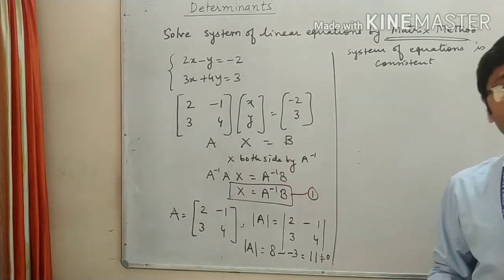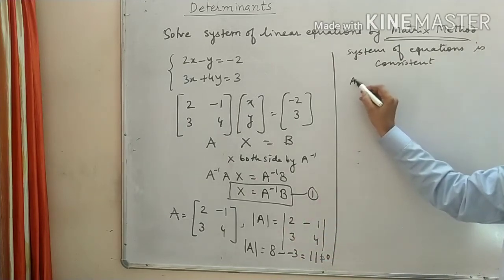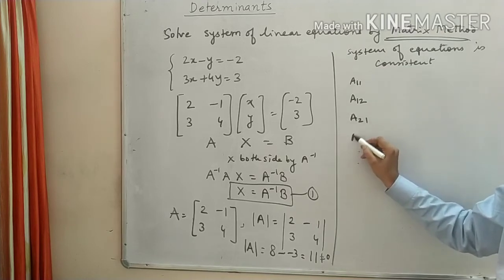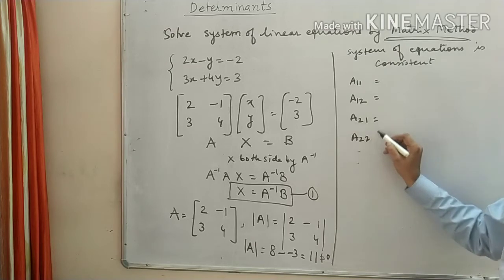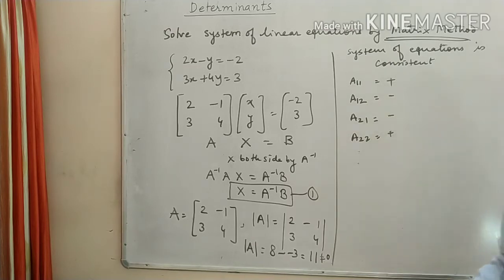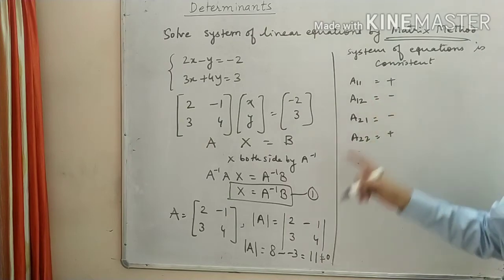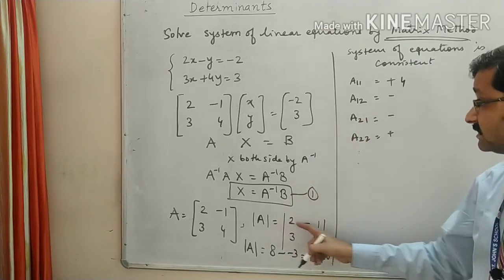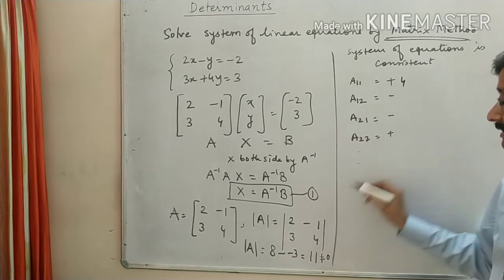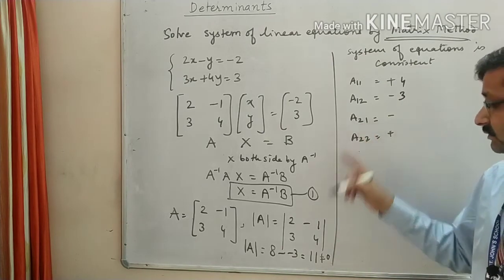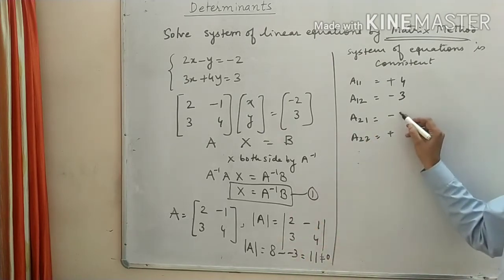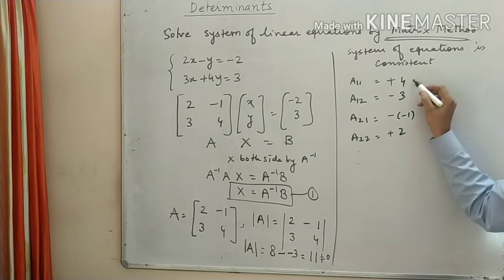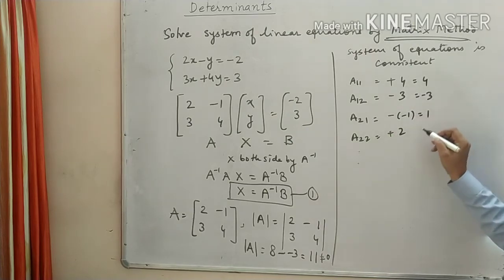For A inverse you have to find adjoint A, and for the adjoint you find the cofactors, capital A11, capital A12, capital A21, capital A22. These cofactors you find with signs plus, minus, minus and plus. When you take A11, the first row and first column you do not take, so you take 4. Then A12, the first row and second column you do not take, so you write 3. Then A21, the second row and first column you do not take, so minus 1. Then A22, the second row and second column you do not take, so 2. So you get 4, minus 3, 1 and 2.